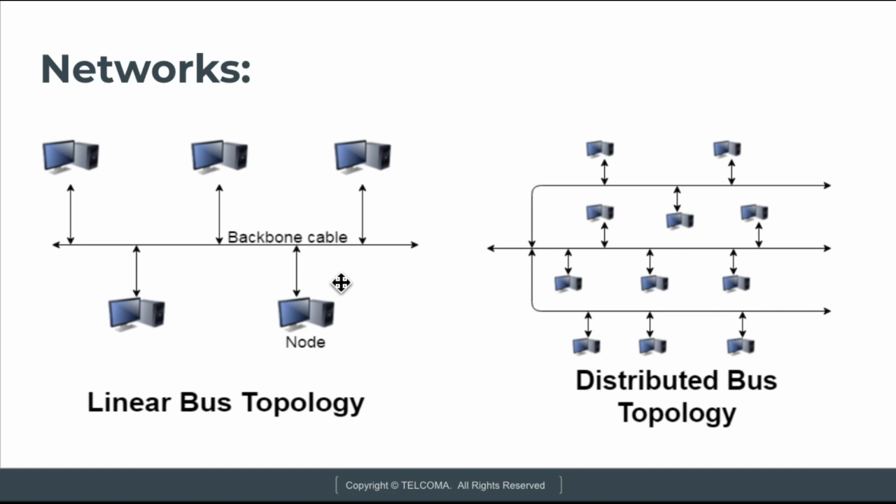In distributed bus topology, the nodes are connected to a common transmission medium which has two or more endpoints, and these endpoints are created by adding branches to the main section of the transmission medium. You can see that this is the transmission backbone, and these branches are created from it and these devices are connected to these branches. So it has more endpoints compared to the linear bus topology. So these are the types of bus topologies.